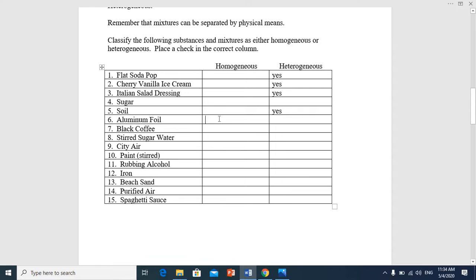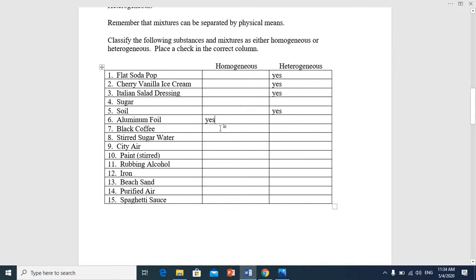Okay, aluminum or aluminium foil. The foil, if you have a sandwich or something, sometimes you put it inside the foil. So can you see the components of it inside, differentiate between them? No, it's homogeneous, yes.